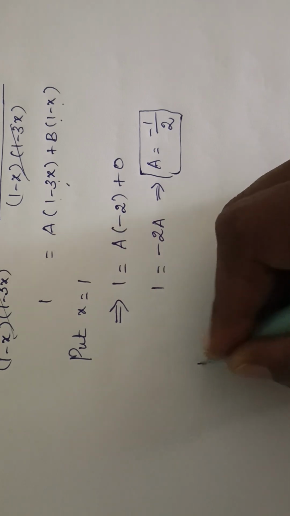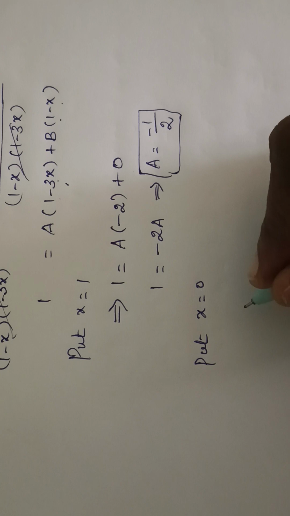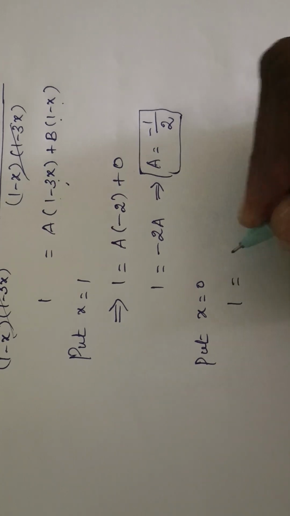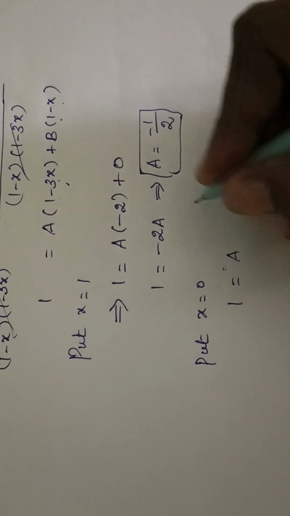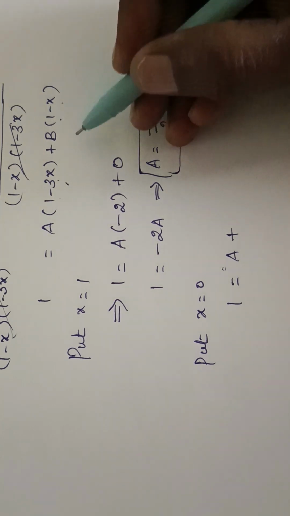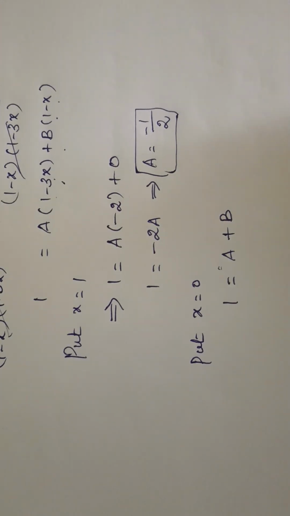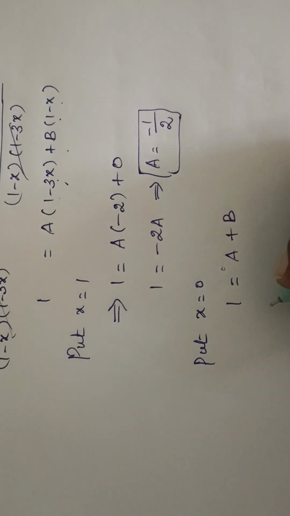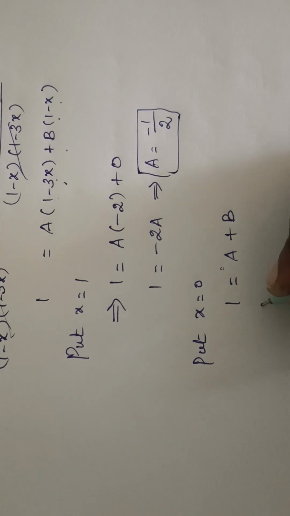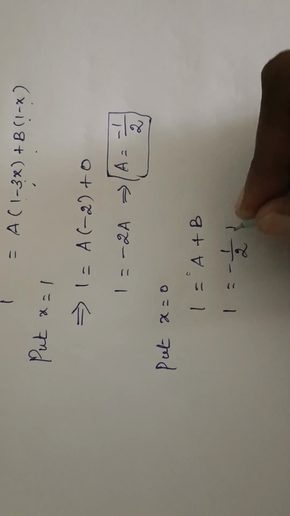Otherwise put x is equal to 0. What is the left hand side? 1 is equal to a into 1 minus 3 into 0, that is 1 minus 0, that is 1. Next b is equal to 1 minus 0. Here also b. So 1 equal to a plus b is the equation. We already know the a value, so 1 is equal to minus 1 by 2 plus b.